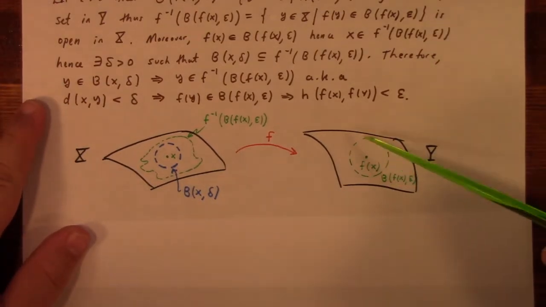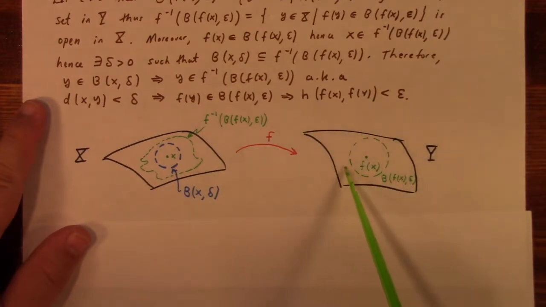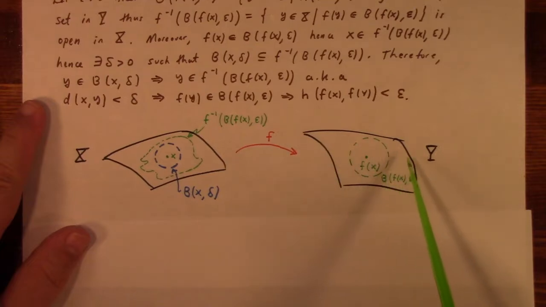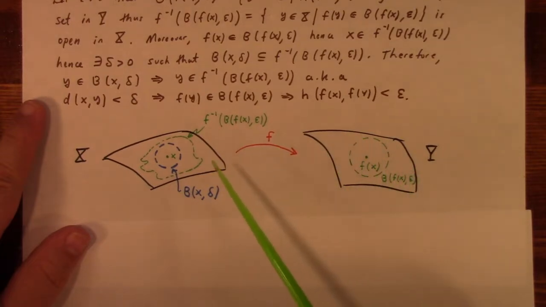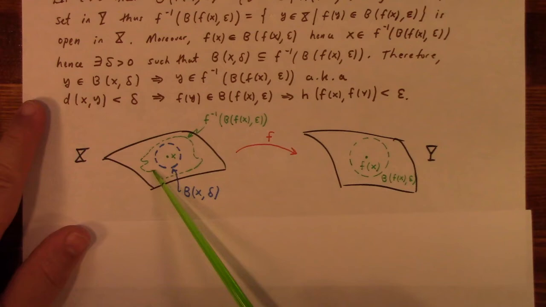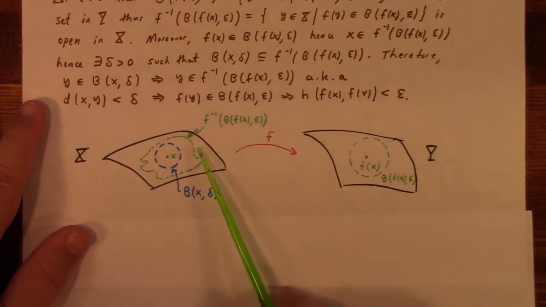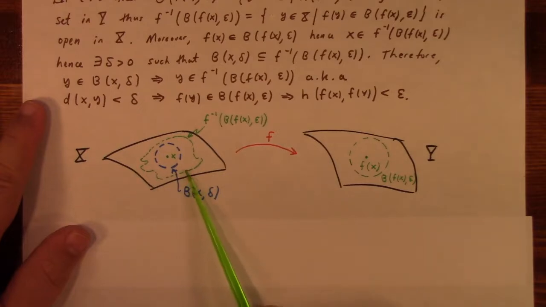I'm looking at its inverse image. Now the inverse image of this ball, it doesn't have to be a ball, right? Just because f is continuous at that point doesn't mean the inverse image of a ball is a ball. It could be something funky like this, whatever this is. But the thing is that this is an open set, right? And in the metric topology, that means every point is interior.